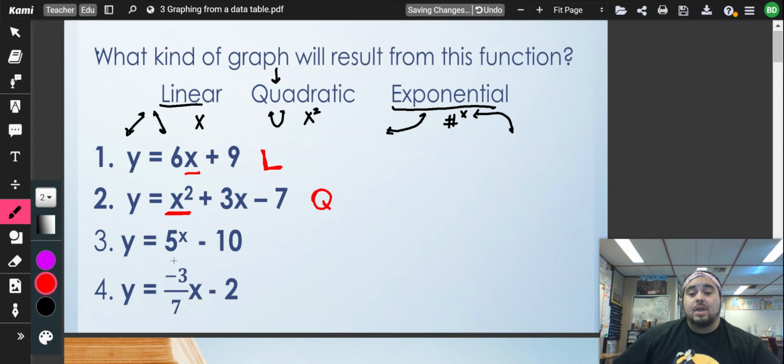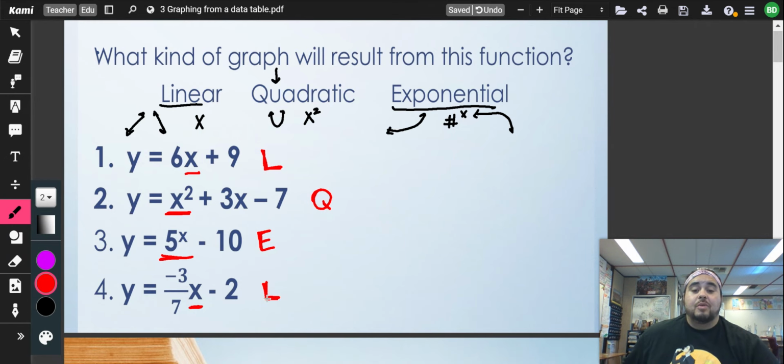Number three, y equals 5 to the power of x minus 10. Again, I have a number raised to the exponent, the power of x, and so this is going to be exponential. And then last, I have y equals negative 3 over 7x minus 2. Don't let that fraction throw you off. This is still regular x. This is y equals mx plus b, and so that is going to be linear.